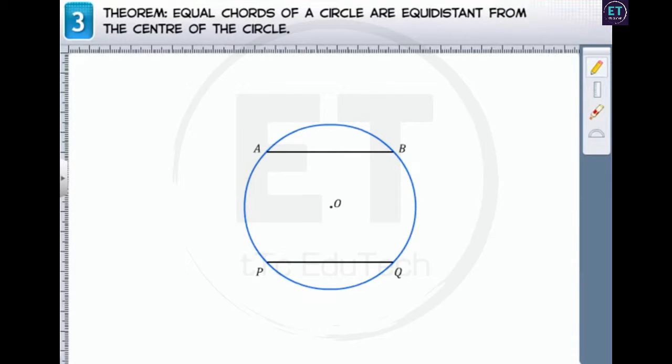In the figure, we have two equal chords, AB and PQ. Let's draw perpendiculars from the center O to the chords AB and PQ. The perpendiculars are OM and ON, which also represent the distance between the center and the chords. Now, to verify the theorem, we will prove that OM equals ON.